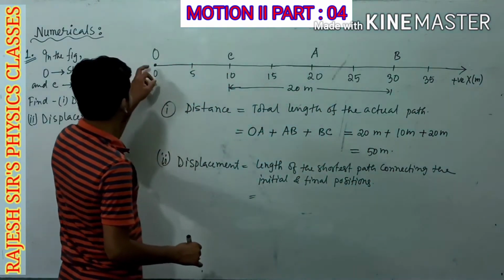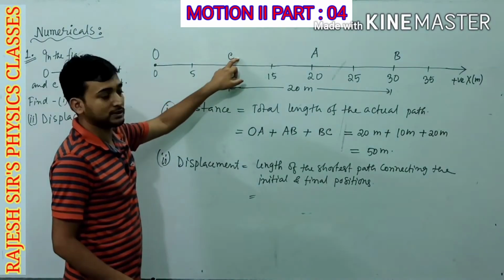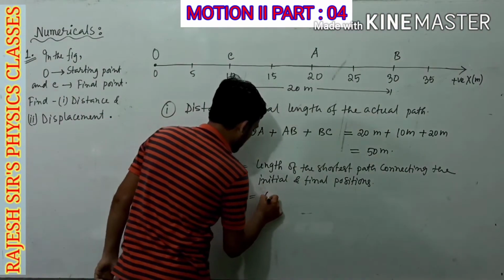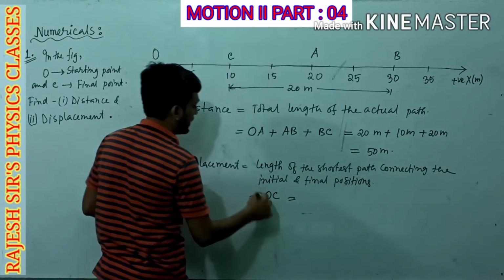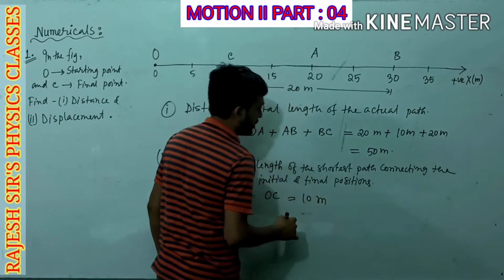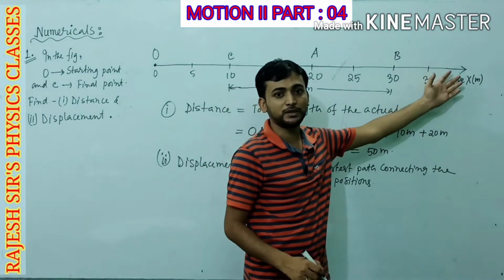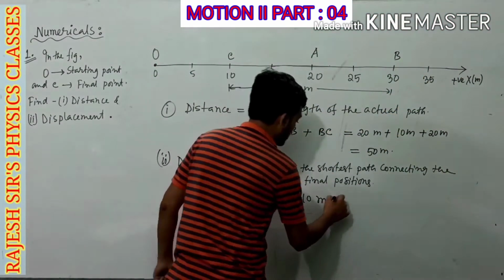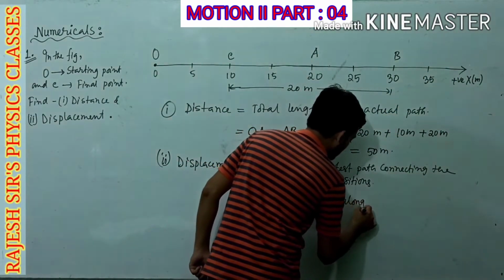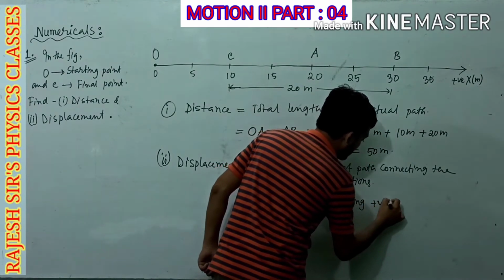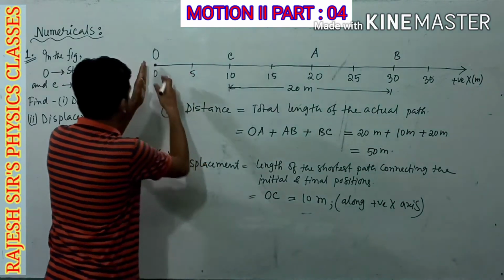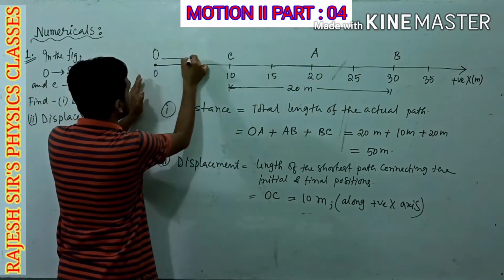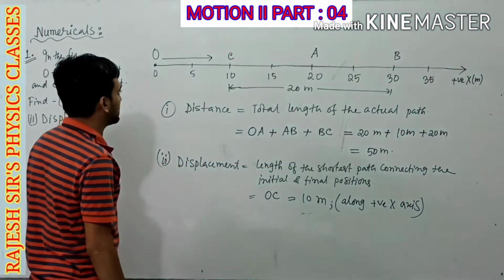Now what was the initial position? O. What is the final position? C. So displacement will be OC. What is OC? OC is 10 meter. And what will be the direction of displacement? Along positive x-axis. That is right, from O towards C. This will be the direction of displacement.